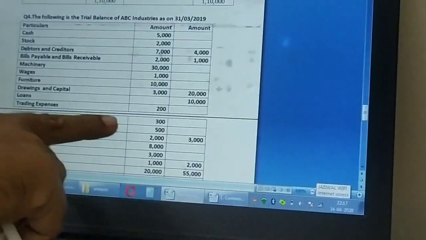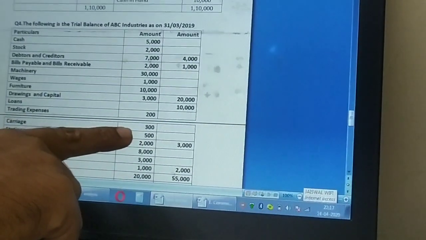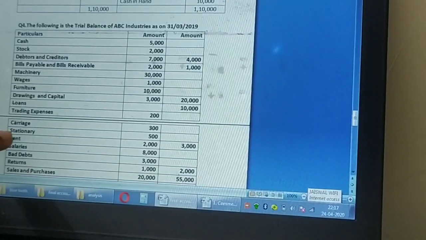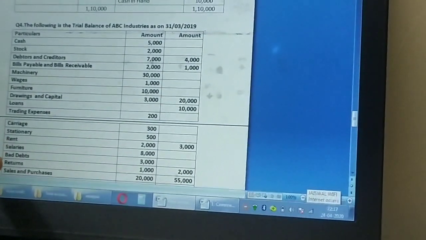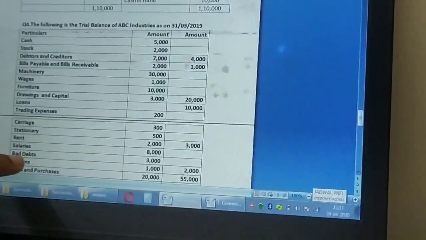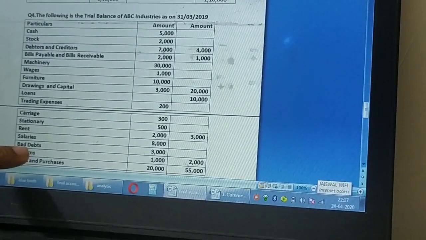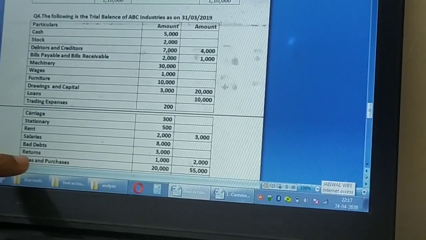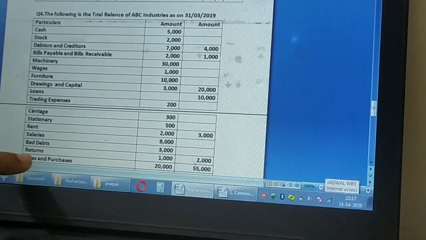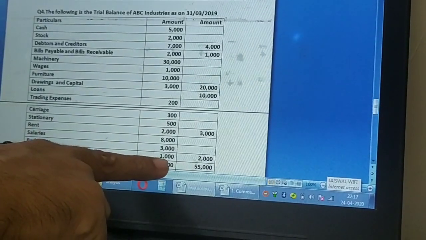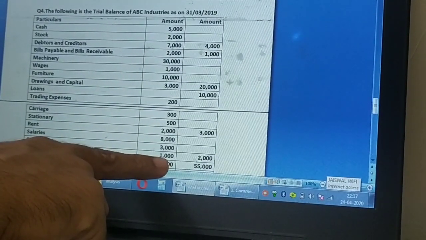Then there is carriage. Only carriage means carriage inward. It's a direct expense. Stationery, rent, salary, bad debts, these are all indirect expenses. Bad debts means those debtors who will not pay the money to us. Then returns. Returns means purchase return and sales return.